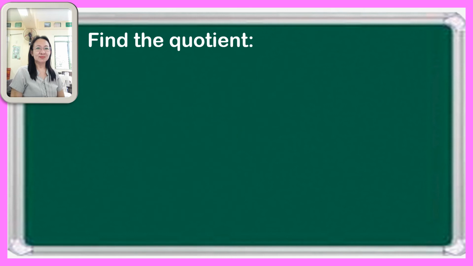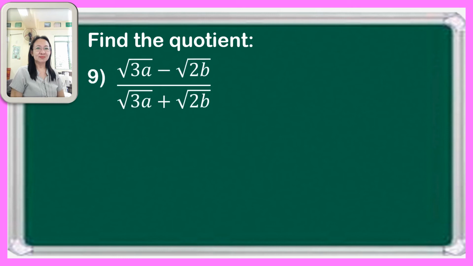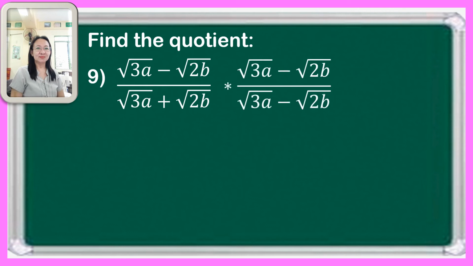Let us practice the process of using the conjugate using our example number 9, where our given is the square root of 3a minus the square root of 2b divided by the square root of 3a plus the square root of 2b. Can you give the conjugate? Yes, it is the square root of 3a minus the square root of 2b. So, to simplify, let us rationalize this using the conjugate. So, multiply by the square root of 3a minus the square root of 2b over the square root of 3a minus the square root of 2b.